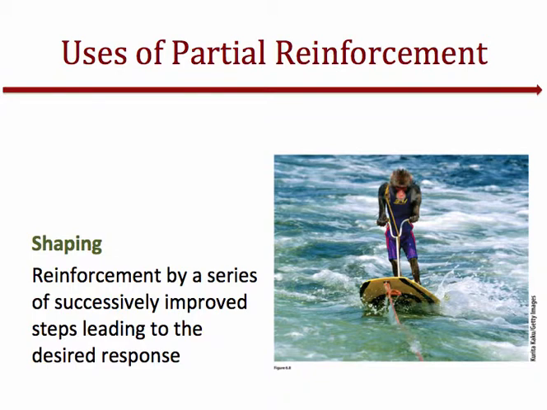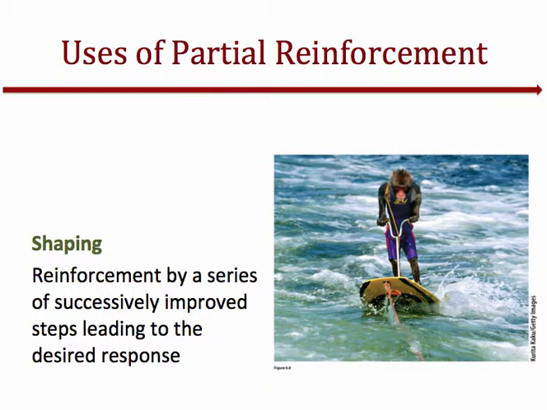In terms of the use of partial reinforcement, one way that we can get organisms to engage in complex behaviors, for example, seeing this primate here on a surfboard, is a very complex behavior. Most of the things that you'll see the animals do at SeaWorld, for instance, seals balancing balls on their nose, that's a complicated process, and you're not going to just get them to do what you want them to do right away, and that's where shaping comes in.